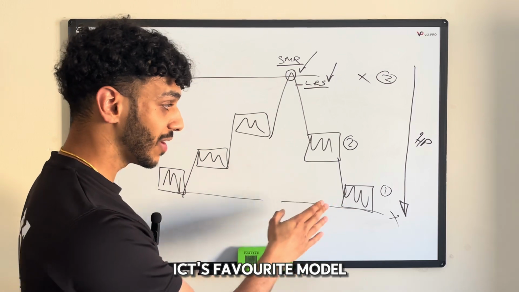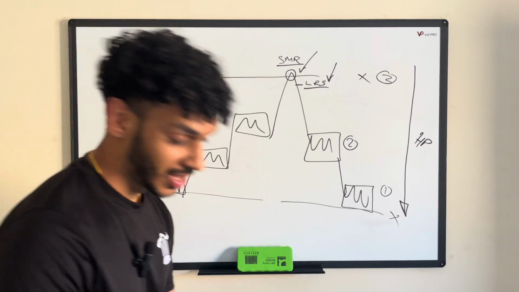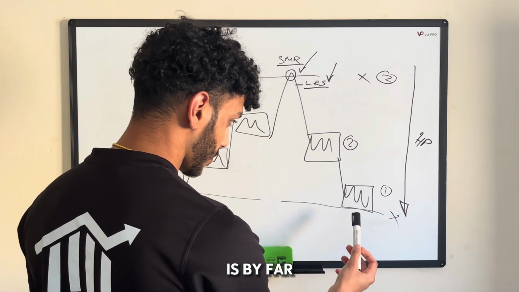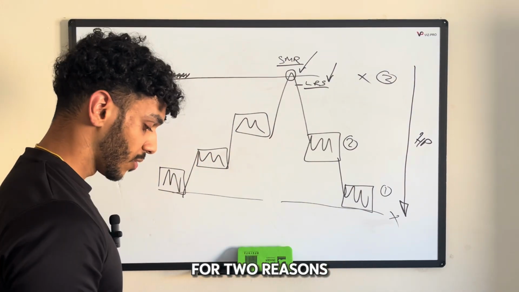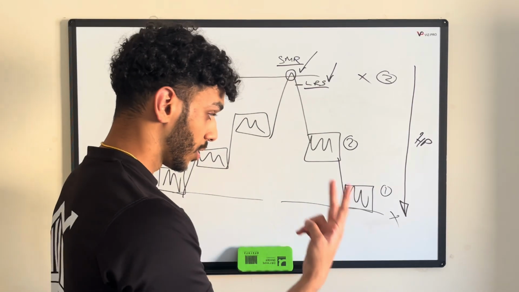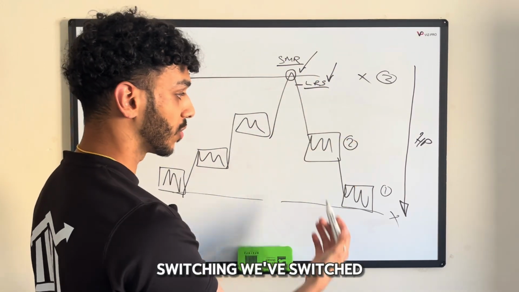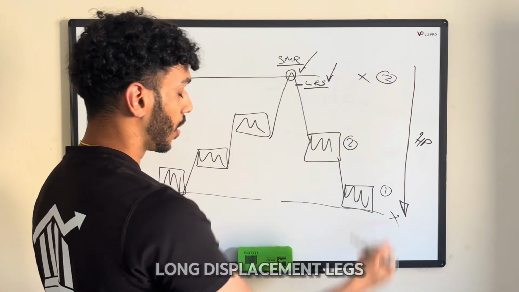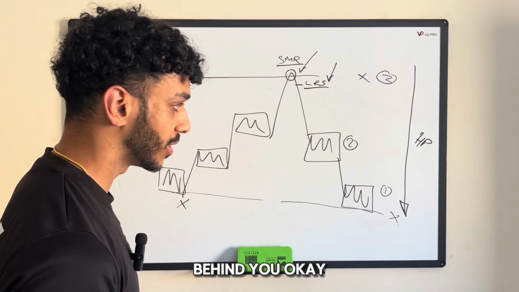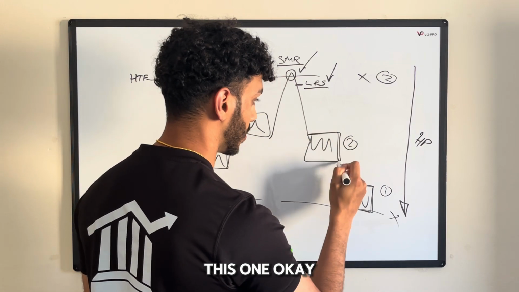Now, ICT's favorite model happens to be the second stage redistribution. So that makes sense, right? So anyway, second stage distribution is by far the best entry for two reasons. One, we have the closest proximity towards the draw. Number two, you have the confluence and the confidence of order flow having switched bearish, and you have long displacement legs towards the draw on liquidity, which would be the original consolidation, already behind you. Okay, so my two favorite entries are this one and this one.